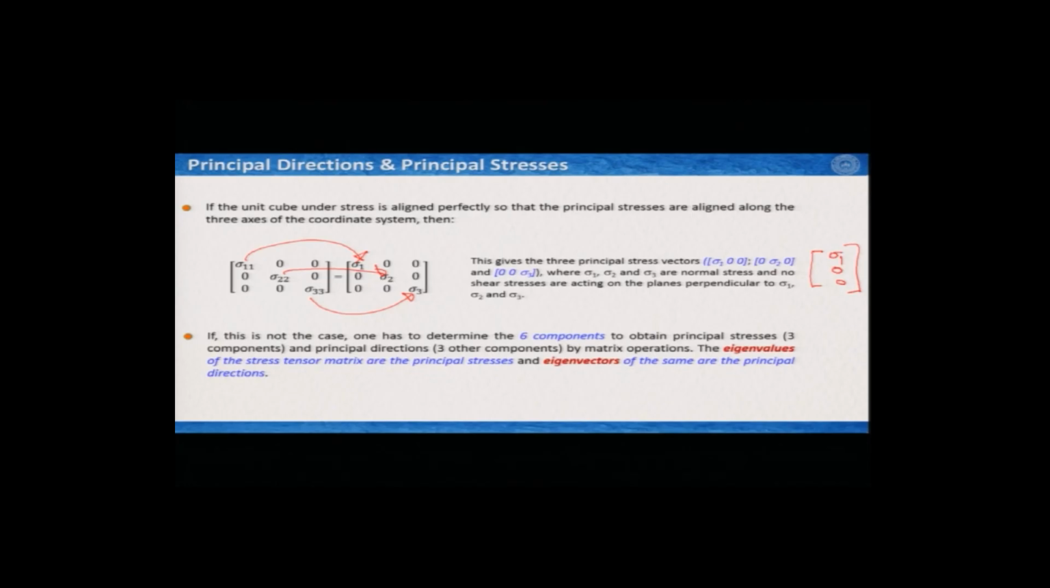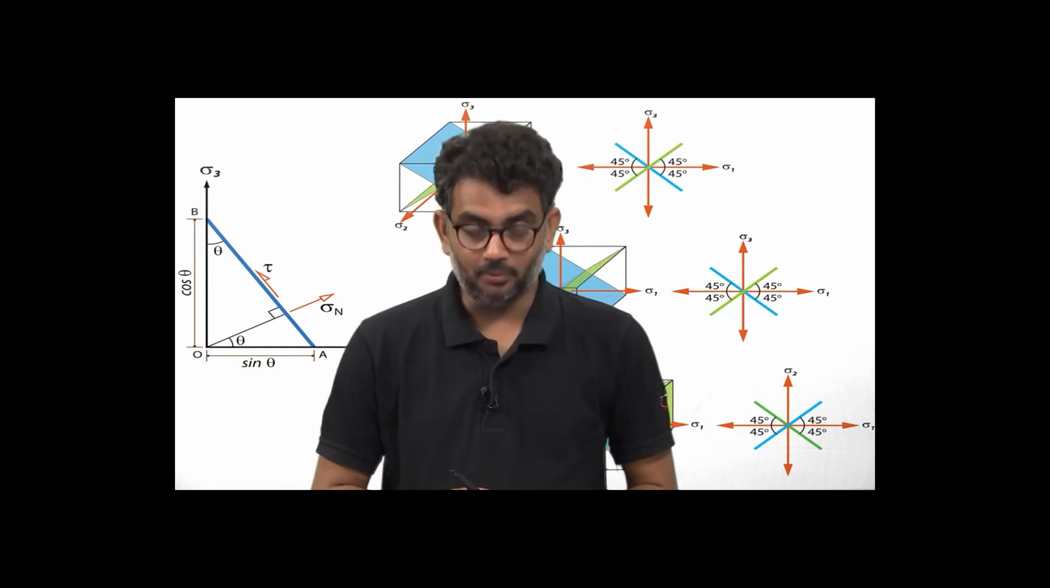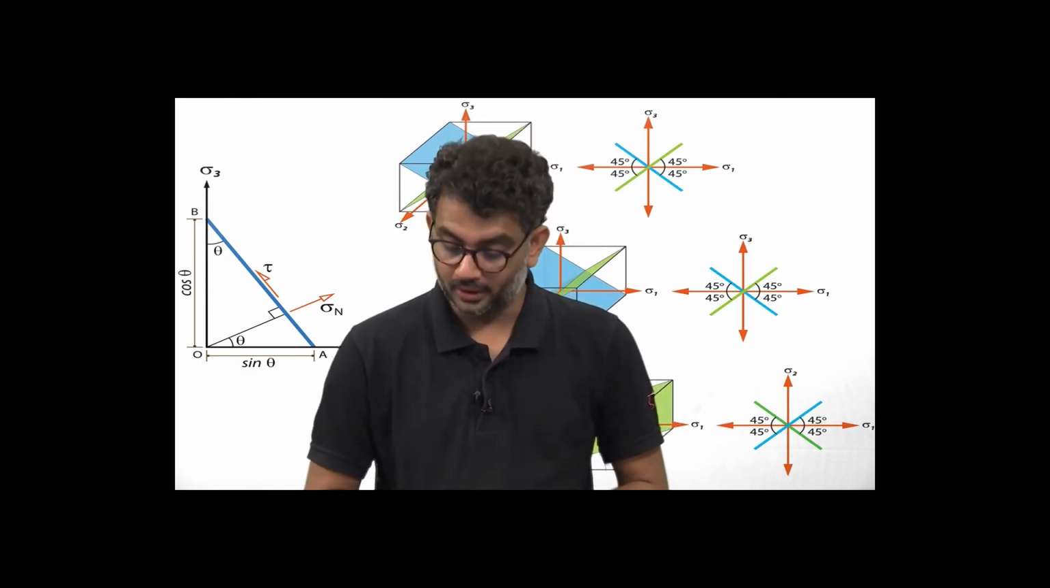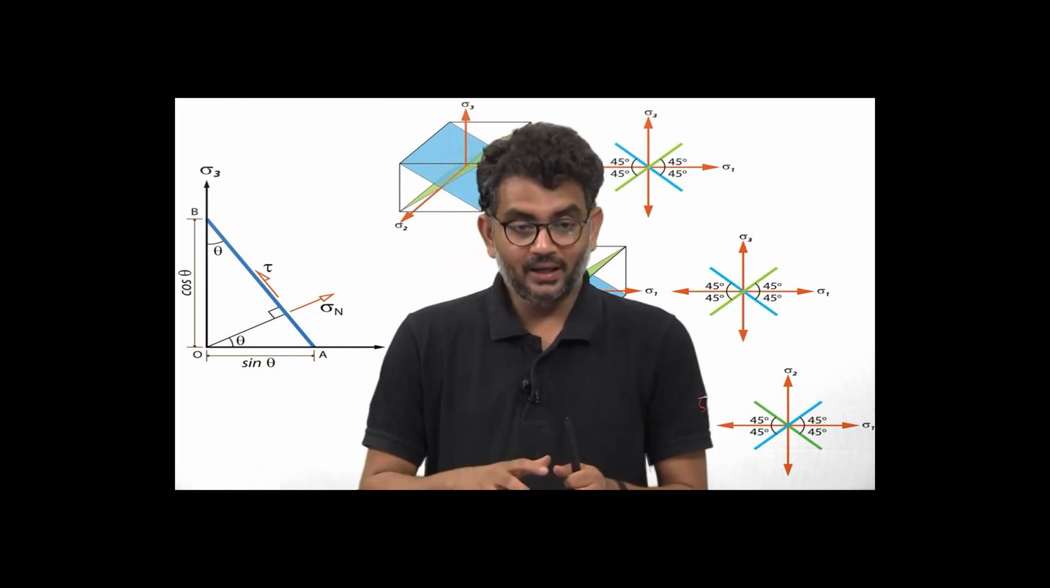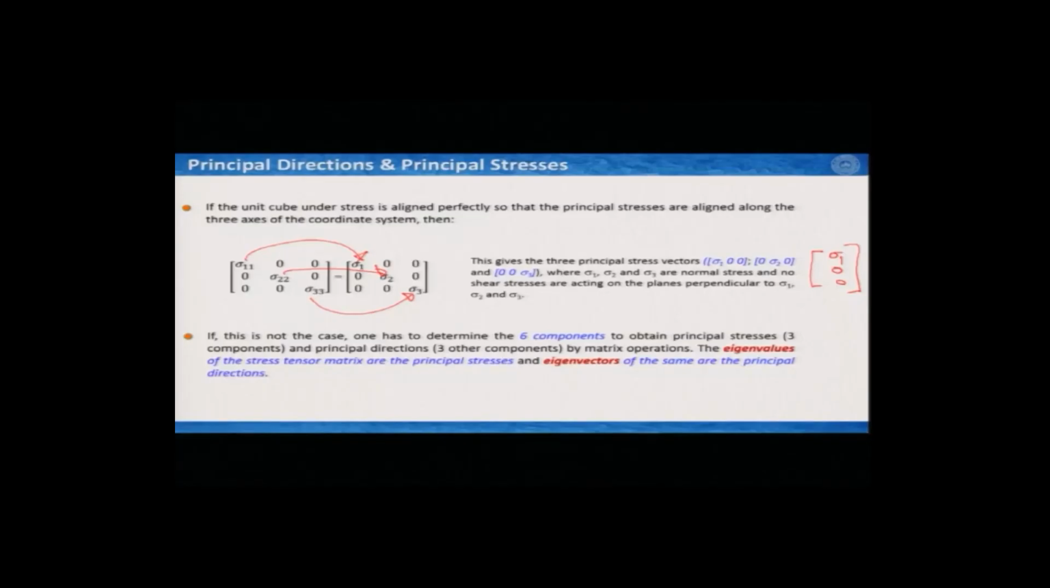That means first the directions, first the magnitudes, and then the directions. Now, in matrix algebra, this is an interesting eigenvalue problem, but it is very simple, we will learn about it soon. So, the eigenvalues of the stress tensor matrix are the principal stresses, and the eigenvectors of the same are the principal directions.